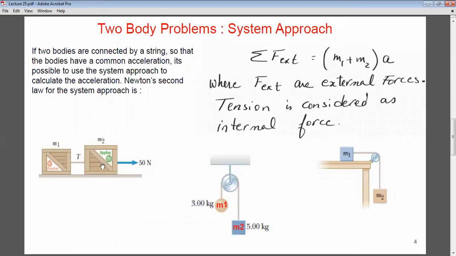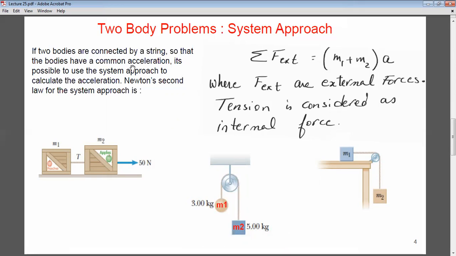So what happens if we have two body problems? If I have, for example, two boxes attached by a rope and I'm pulling them, or if I have two masses connected by a rope over a pulley, similar thing here. If two bodies are connected by a string so that the bodies have a common acceleration, it's possible to use the system approach to calculate the acceleration.